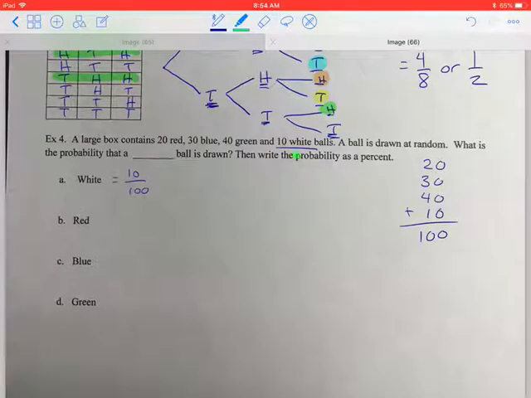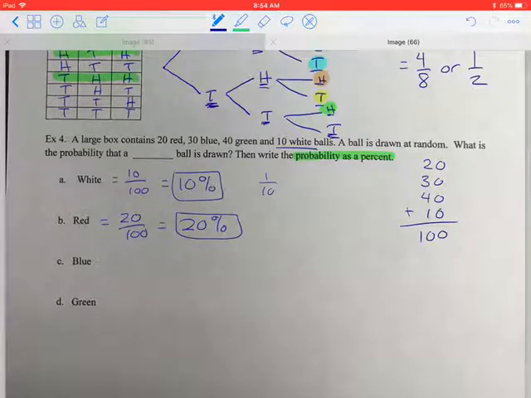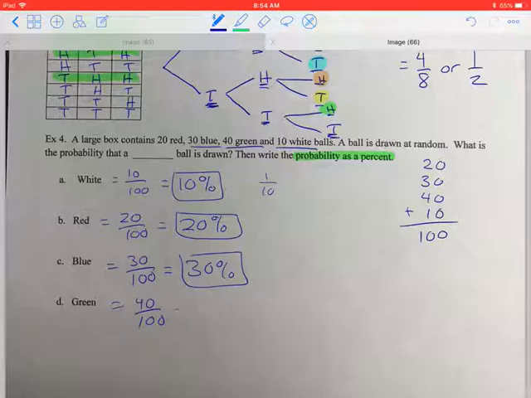It also asks us to write this as a percent. Now this is pretty nice because it's already over 100, so that would be 10%. So you could write it as 10%, you could write it as 10 over 100, you could write it as 1/10, and those are all the same thing. So red would be 20 out of 100, which would be a 20% chance. Blue, there's 30, so I have a 30 out of 100 chance of getting a blue. That'd be 30%. And then green is the most prevalent. There's 40 of those, so that would be a 40 out of 100 chance, which would correspond to 40%.